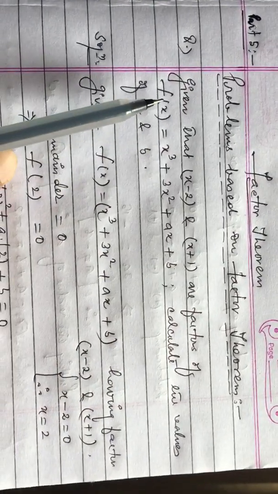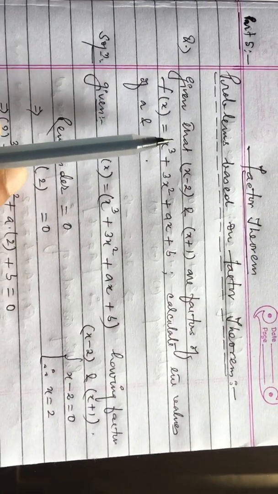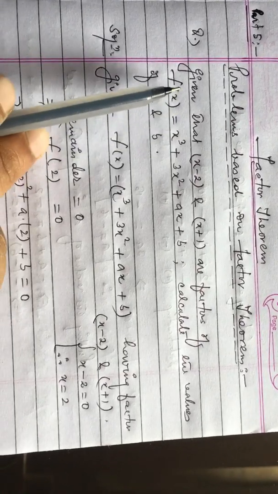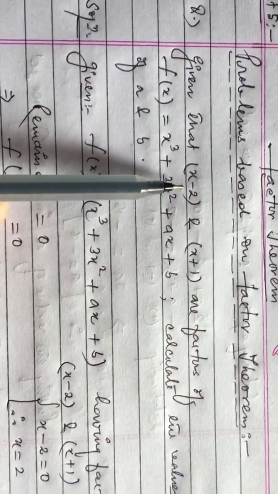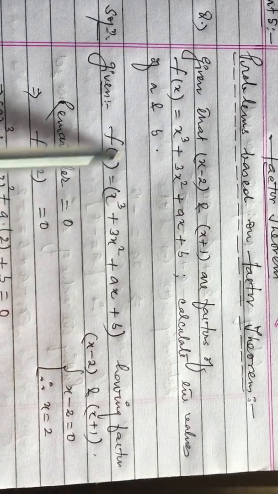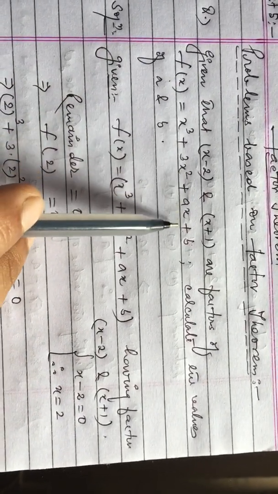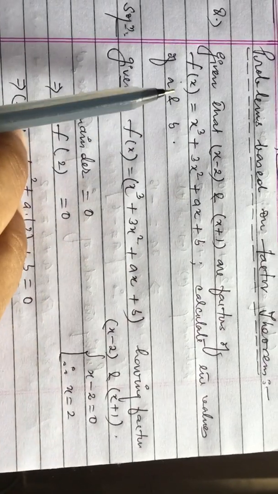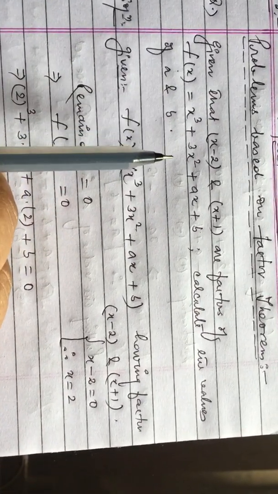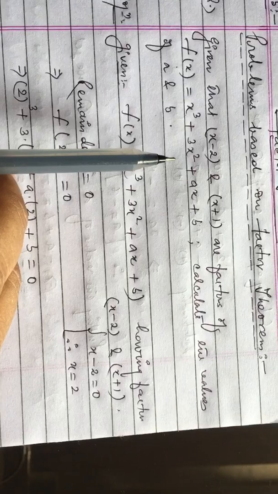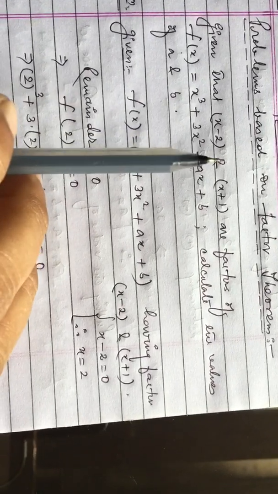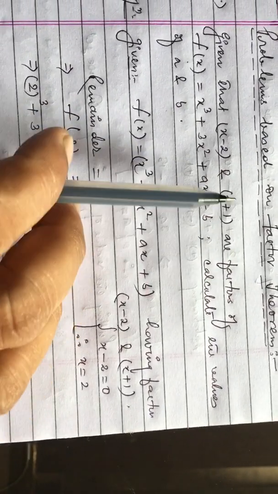Now see, these problems are different from the previous videos. Given that x minus 2 and x plus 1 are factors of x cube plus 3x square plus ax plus b, calculate the values of a and b. This type of question we have already solved in the remainder theorem, but in that case a remainder was given. This time a factor is given.